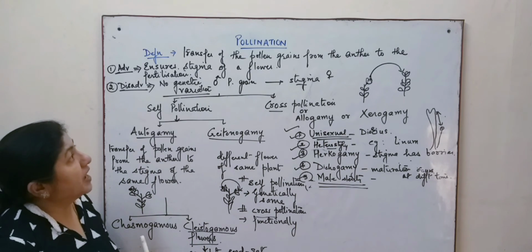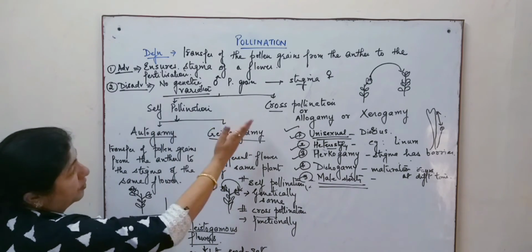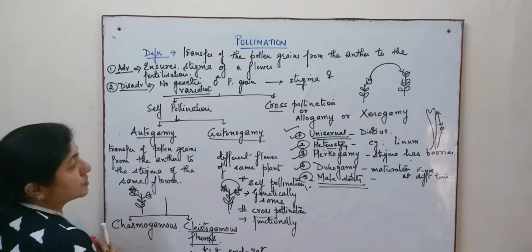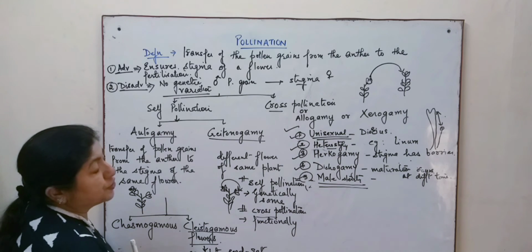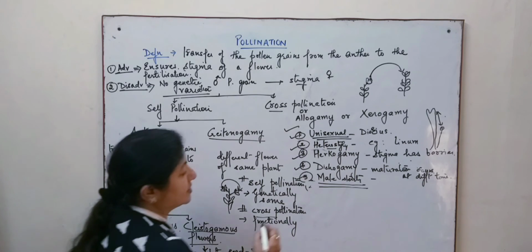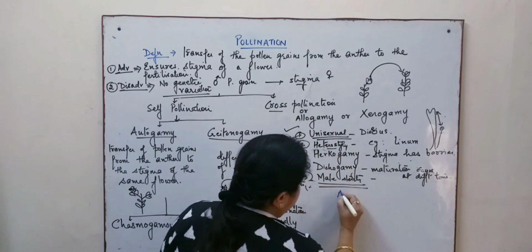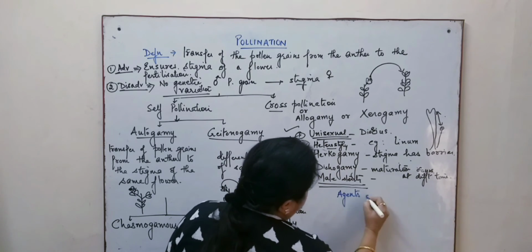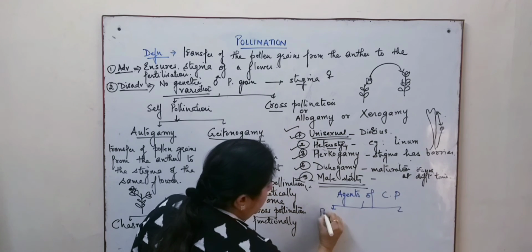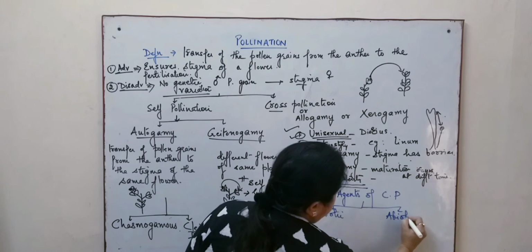Now this is one classification which talks about self pollination and cross pollination. For cross pollination to happen, there should be certain agents, and these depend upon whether they are living or non-living agents of cross pollination. These may be biotic agents or abiotic agents.